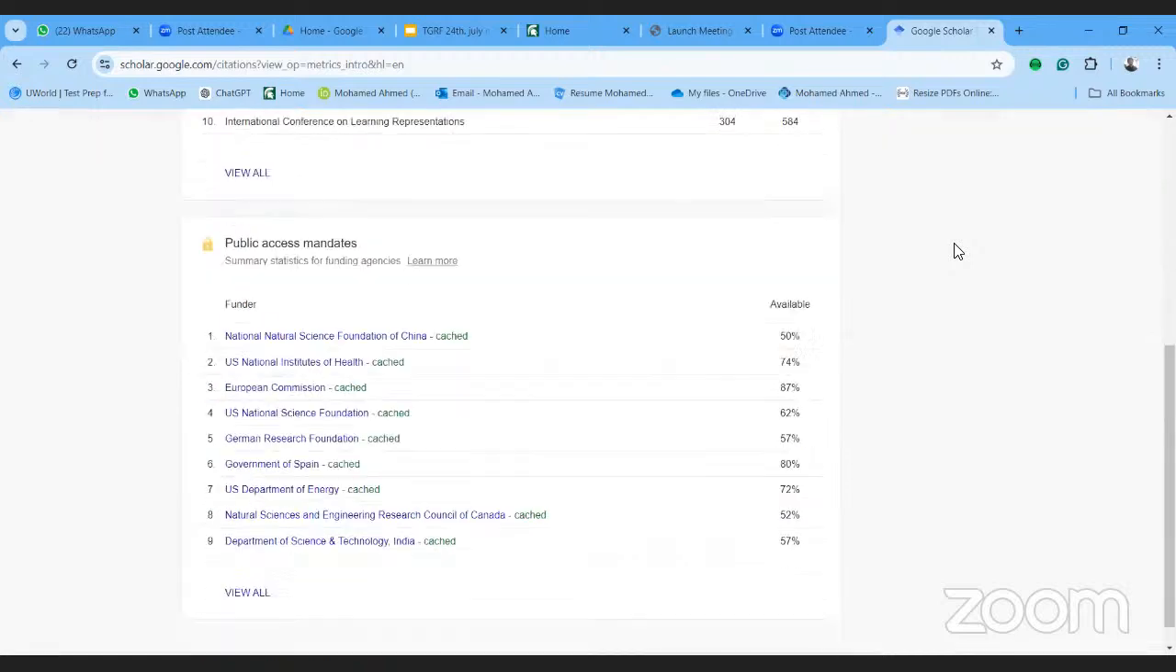The second metric is the public access mandates. Now, if you're looking for funding for your research project, it might be important for you to get an insight into how much would be available for public access. This metric provides an approximation of how much is available. Let's say, for example, the National Natural Science Foundation of China. It's a foundation that funds research projects, and of the research projects funded by this foundation, only 50% of them are available for public access without any sort of subscription or purchase.